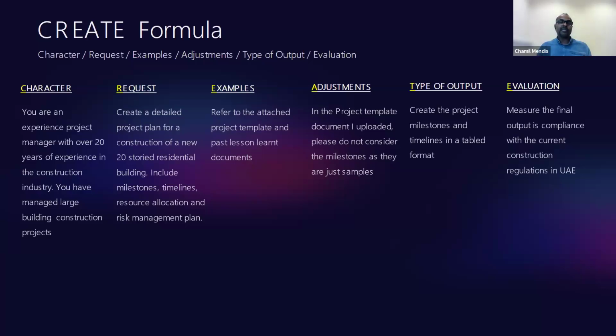So when you ask the model to create a project charter or project plan or risk register by giving examples and adjustments and defining the output, how does the model know about the construction regulations in your country? This is the place where you can specify, or you can attach under the example section, and say make sure this is compliant with this particular construction regulation guideline in the UAE. Otherwise, if you do not specify, the model will use its own imagination and details from its training to come up with a standard set of guidelines and standard compliance information. So this is the best place to specify the final evaluation.